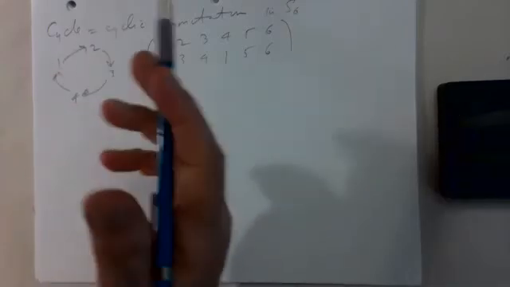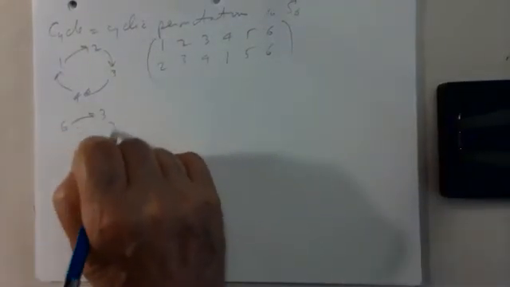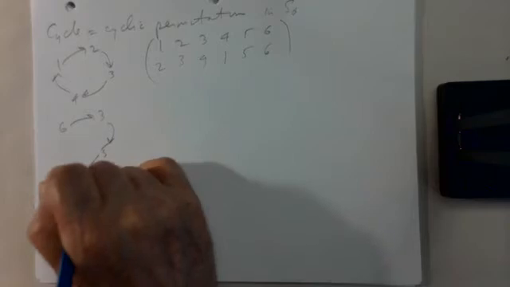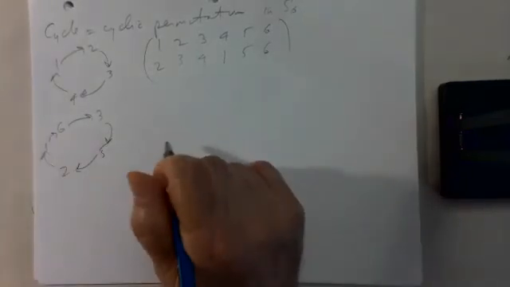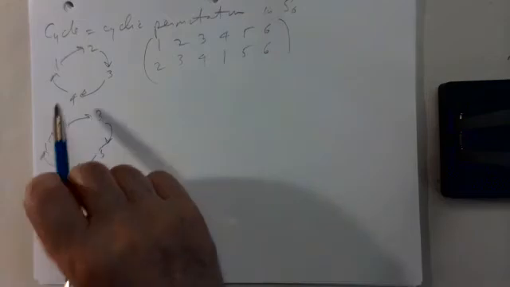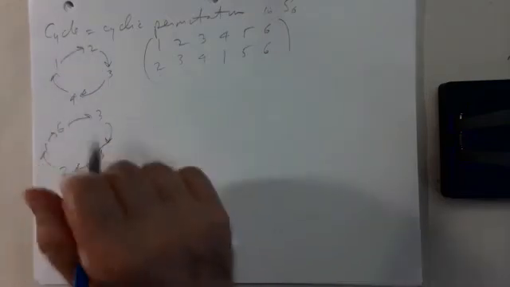And the numbers don't have to be 1, 2, 3, 4 in order. You could have 6 goes to 3, goes to 5, goes to 2, goes to 1, goes to 6. That's a cycle. This cycle has length 4 because there are 4 numbers around the circle. This cycle has length 5.